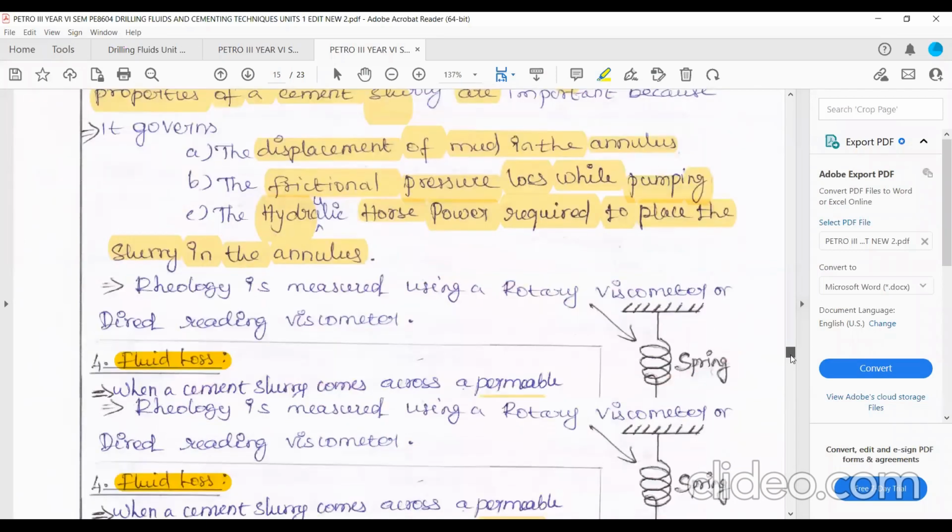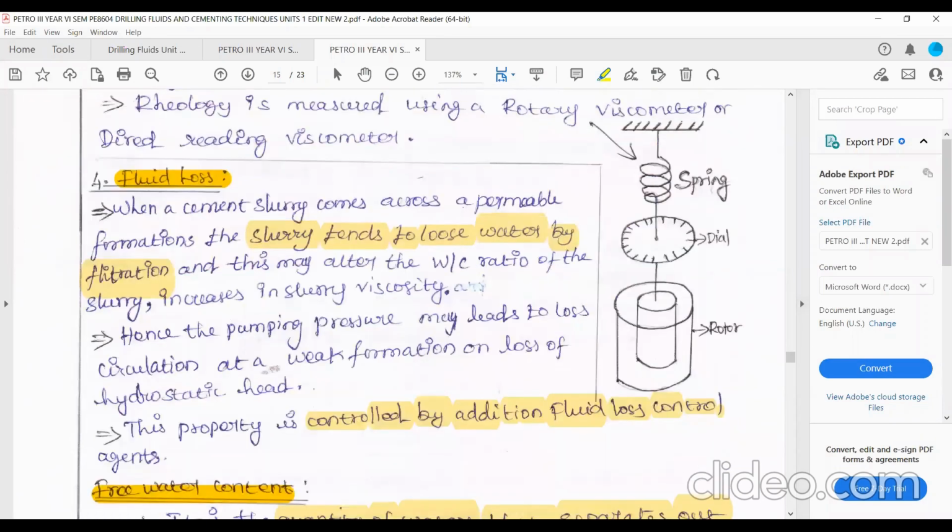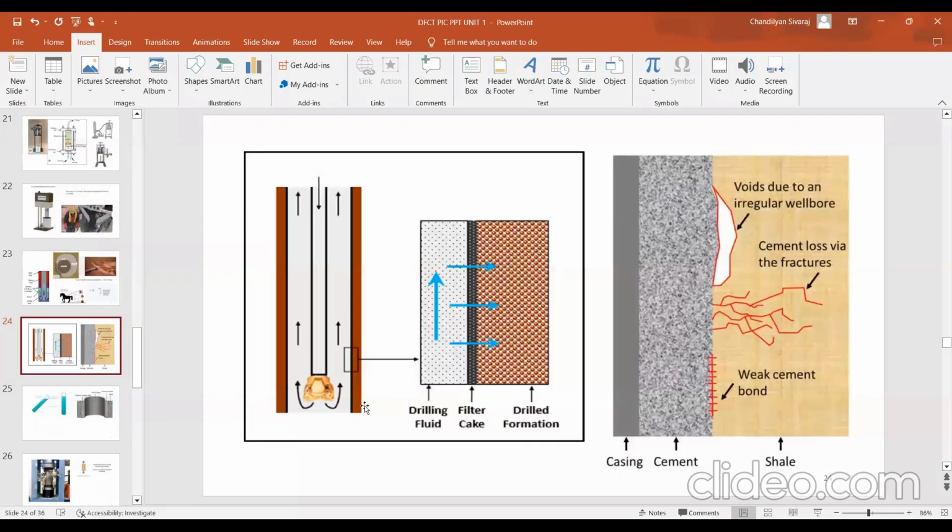And now we are talking about fluid loss. We want a picture for better visualization. You can see here the drilling fluid, then the filter cake, then the drilled formation. Through the filter cake, the drilling fluid can escape into the porous formation. If it is a cementing fluid, you see here casing, cementing is occupying the outer side of the casing and the inside of the wellbore.